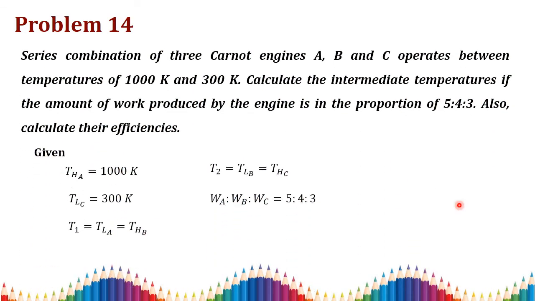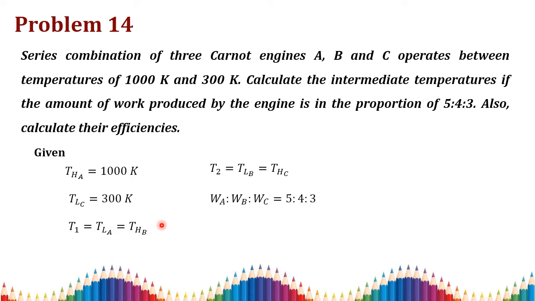Problem number 14. A series combination of three Carnot engines A, B and C operates between the temperatures of 1000 Kelvin and 300 Kelvin. So three Carnot heat engines are connected in series, with the hot source temperature THA as 1000 Kelvin and the lower reservoir TLC after heat engine C as 300 Kelvin. Calculate the intermediate temperatures if the amount of work produced by the engines is in the proportion of 5 is to 4 is to 3. Also calculate the efficiencies. Here THA is 1000 Kelvin and TLC is 300 Kelvin.